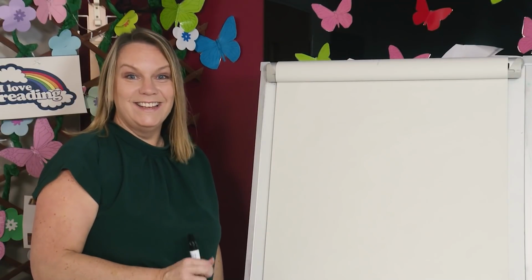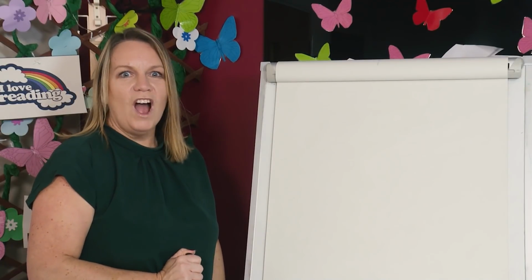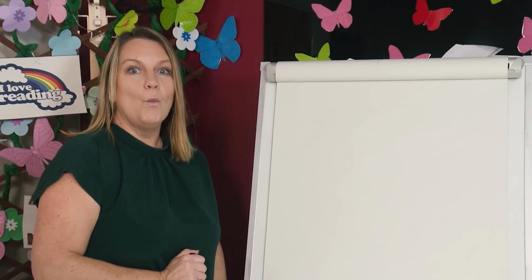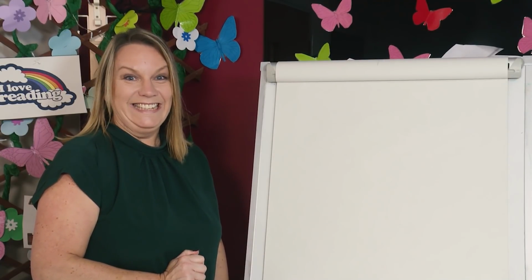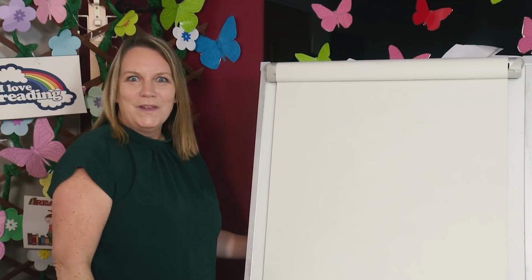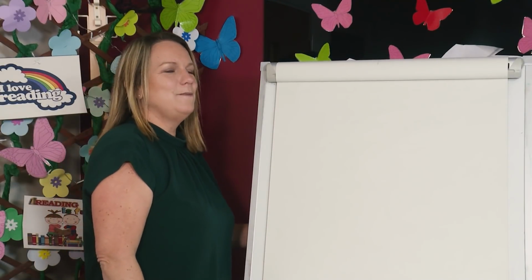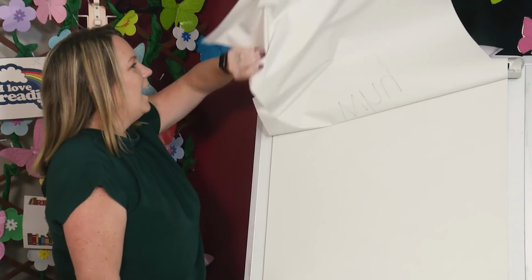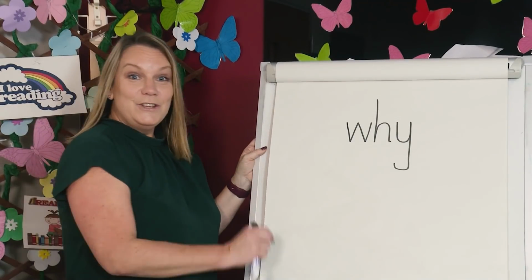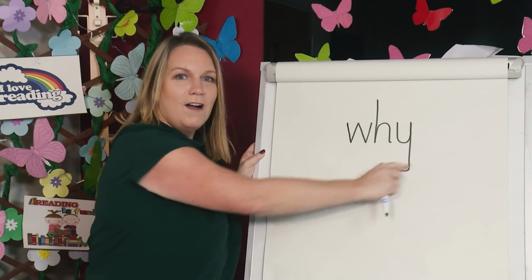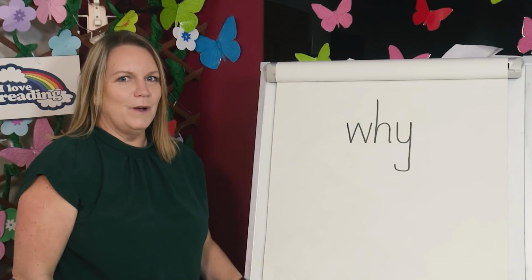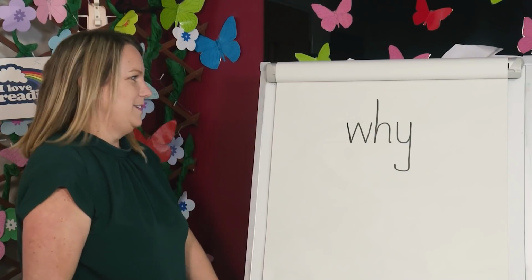Now it's your turn. Say the word. Say the sounds. Write them down. Okay, let's check our spelling. You show me your spelling. Did you get it right? Y. I, Y. Well done, everyone. Now let's spell a tricky word.